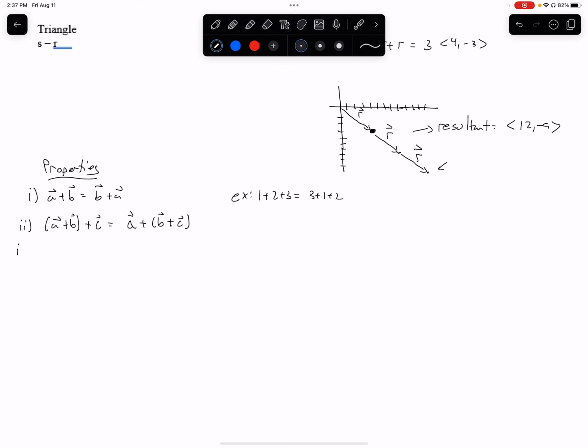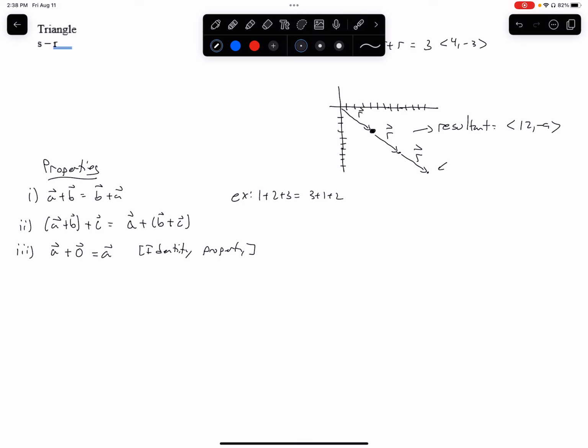The third property of vectors is the identity property of addition. If we take a vector, add that to what we call the zero vector, that's going to give us the original vector back. That's the identity property from Algebra 1.